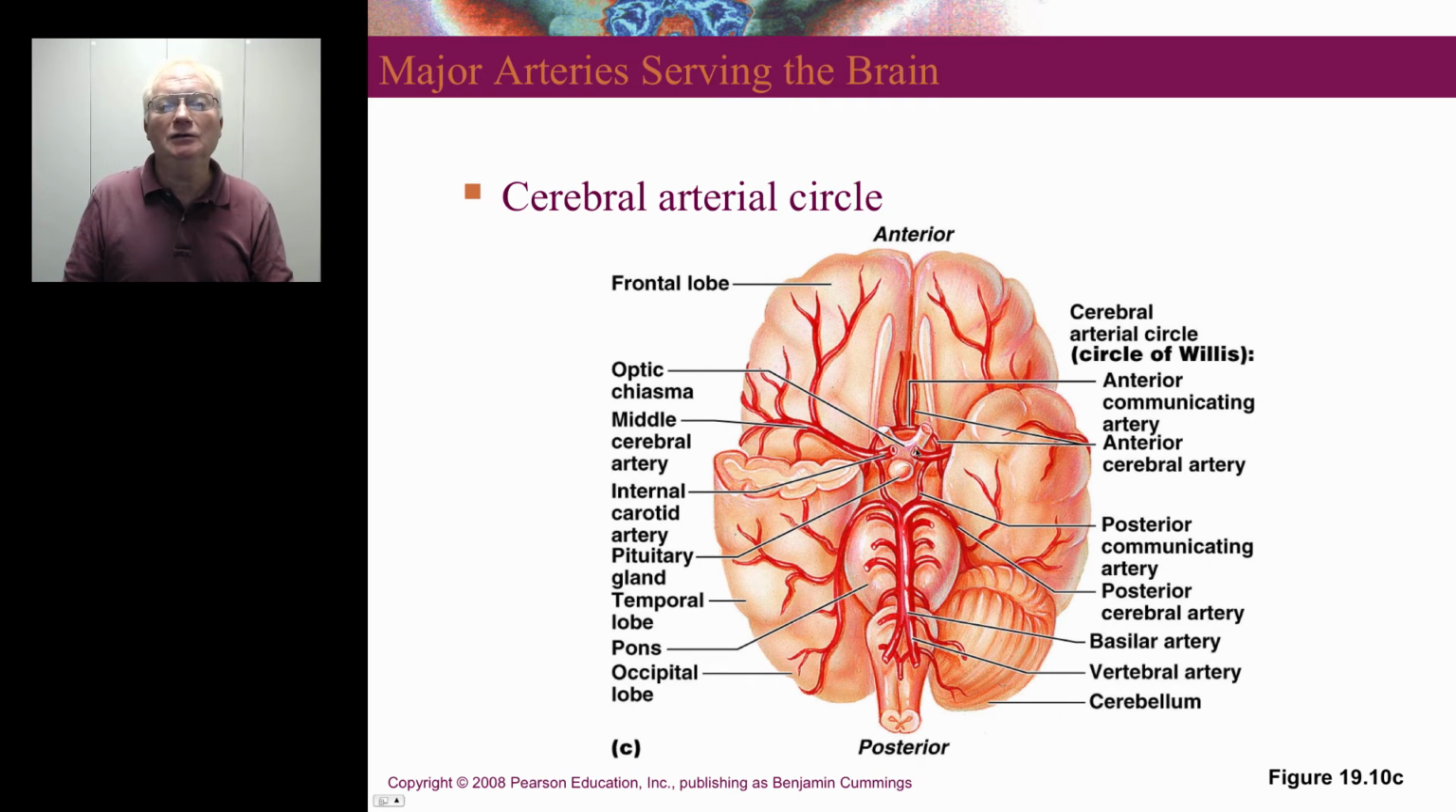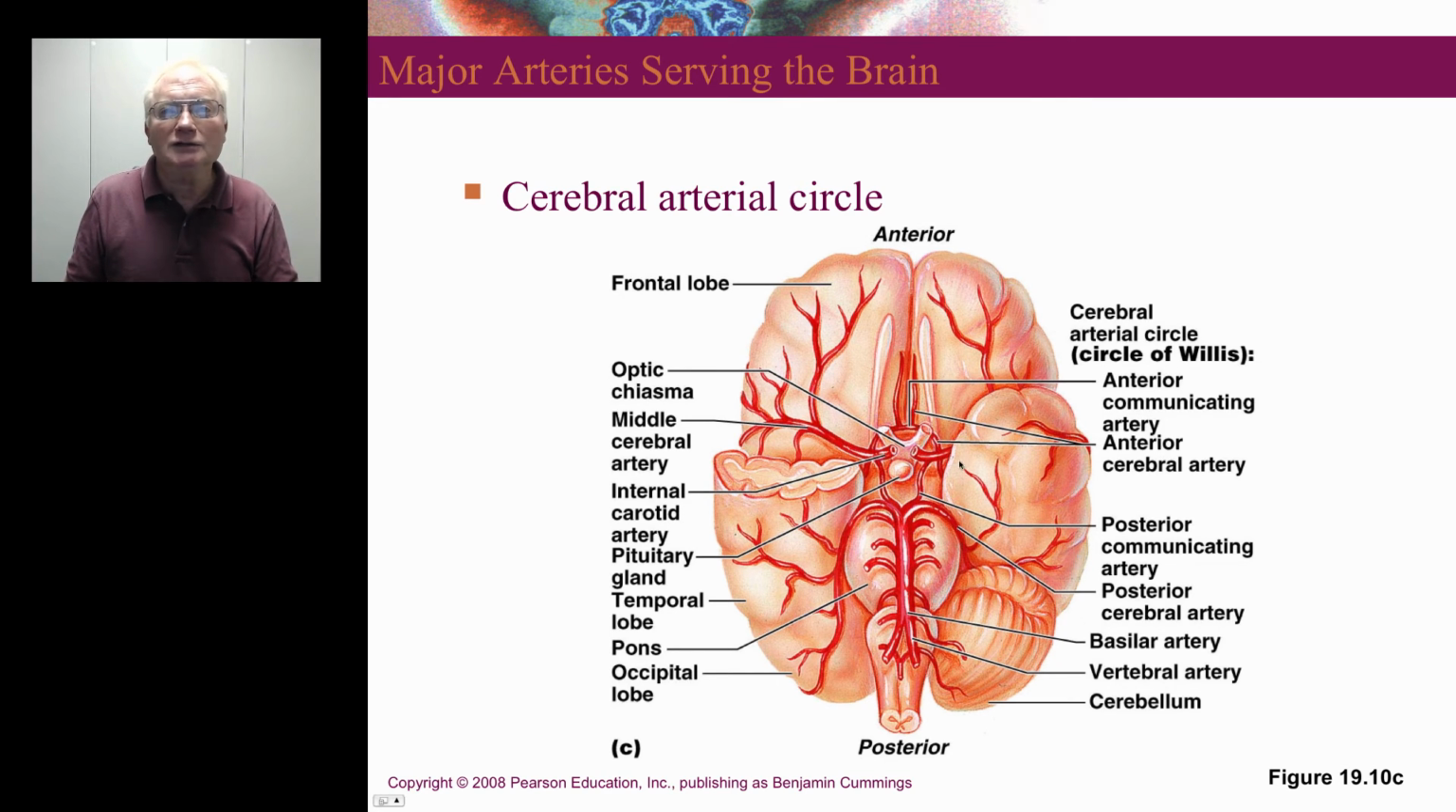So if I were to clamp off the left internal carotid, all parts of the brain would still get blood because of this anastomosing circle of Willis from the other large blood vessels, the right and left vertebral arteries and the right and left internal carotids.